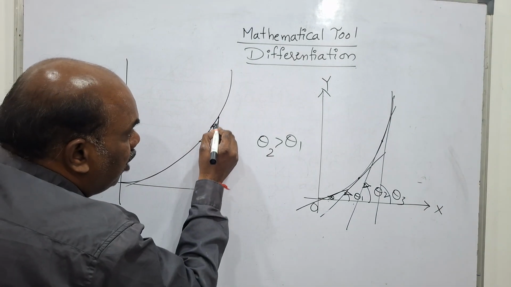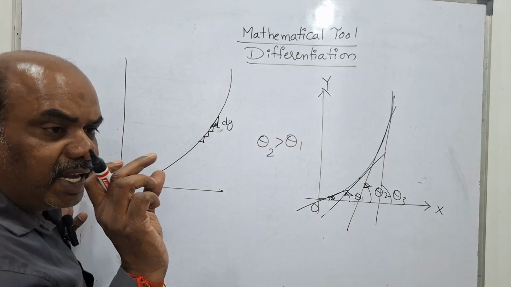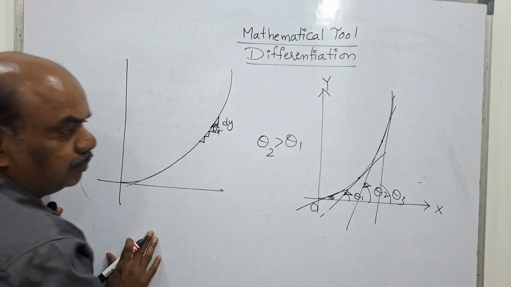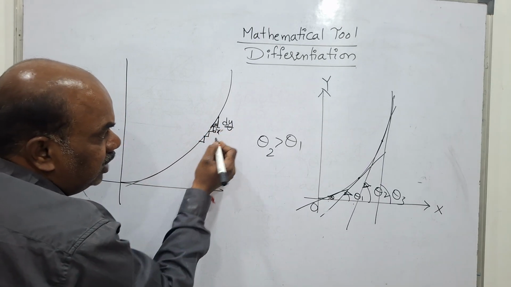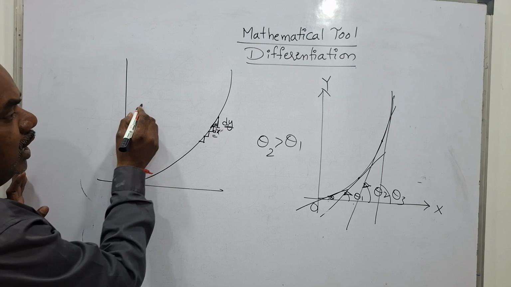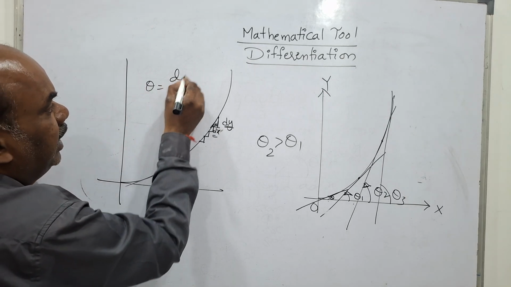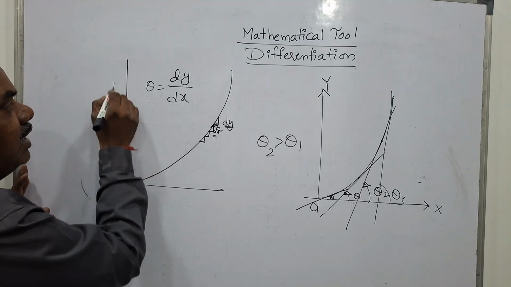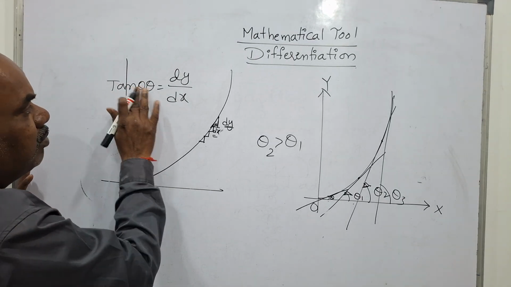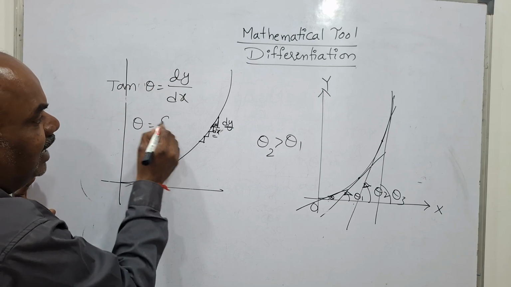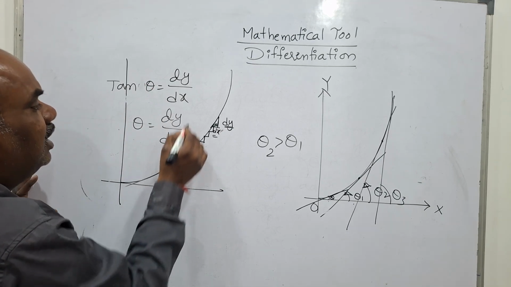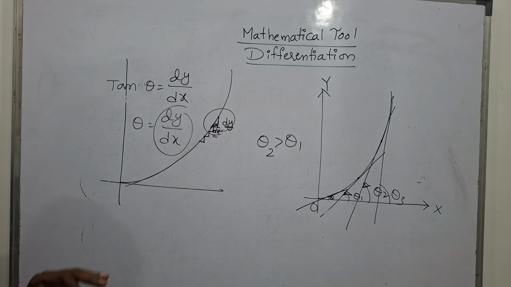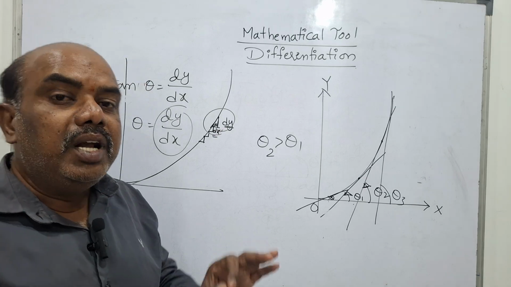Now this is called small dy. Dy means the y-axis, very small dy. This is small dx. This is the opposite side to theta, this is the adjacent side. So you can write theta is equal to dy by dx. What is theta? Theta is nothing but tan theta. Here theta is very small. So you can write theta is equal to dy by dx. This dy by dx is nothing but differentiation. We call it differentiation.